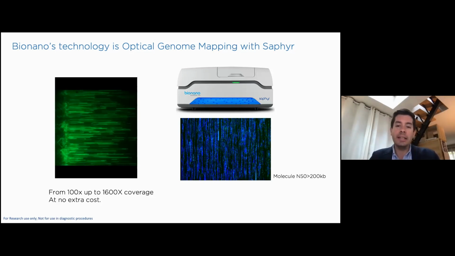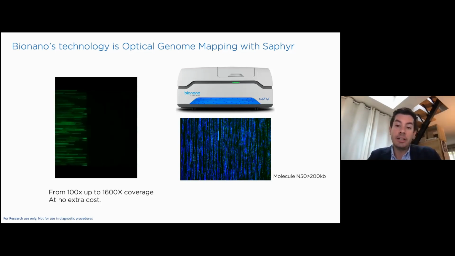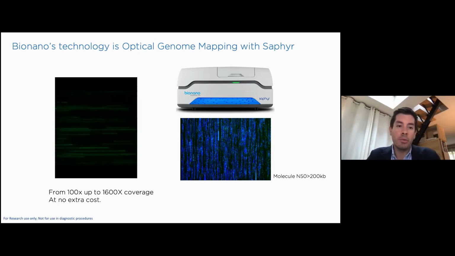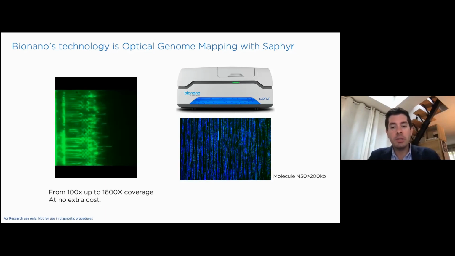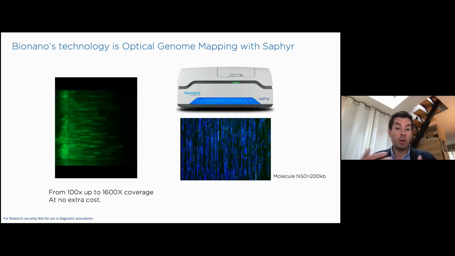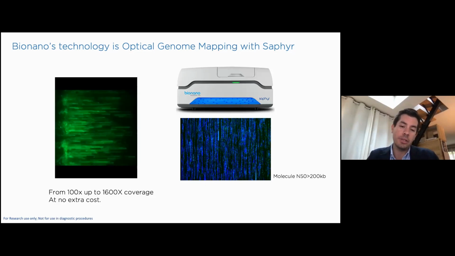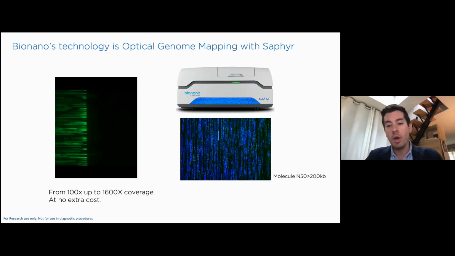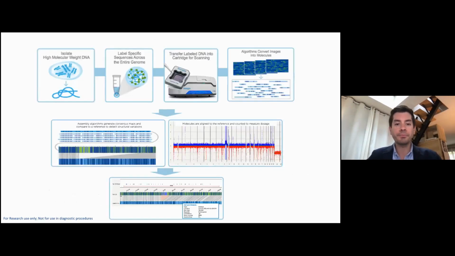On the right panel, you can see the raw data generated, with the DNA counterstain in blue and the labels applied by our DLE enzyme represented in green. And one other major difference with long-read sequencing is the size of the molecules that we image, which are above 200 kb. So we combine all you need to address complex cancer samples: long-read information at high coverage, and for just a few hundred dollars per sample.